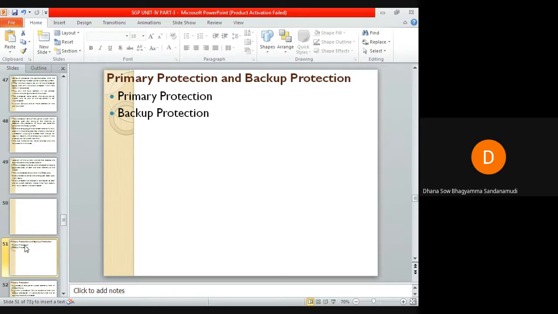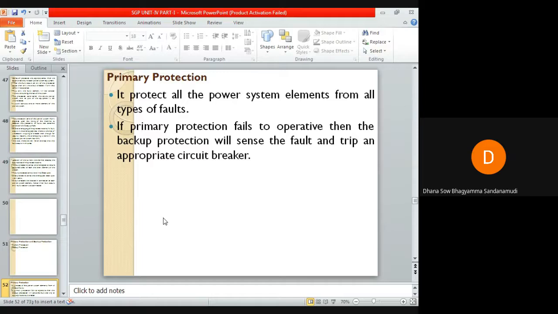Let us discuss primary protection first. It is the first line of defense. When a fault occurs in the power system at any location, this primary protection is the first line of defense, and it is responsible for protecting all the power system equipment from all types of faults.